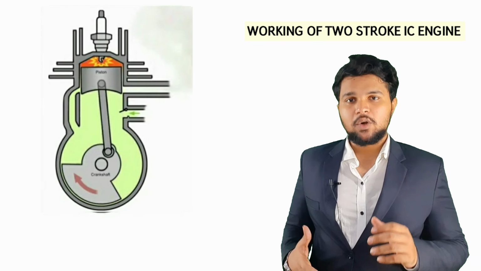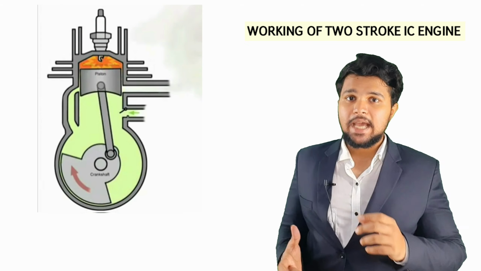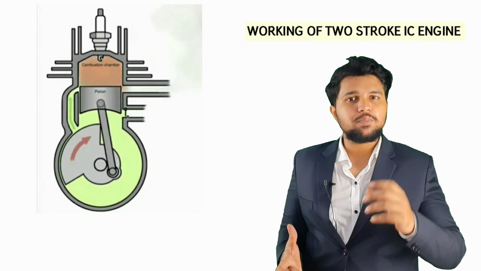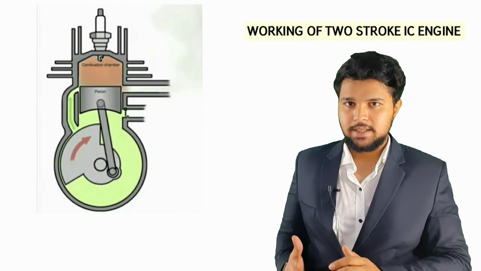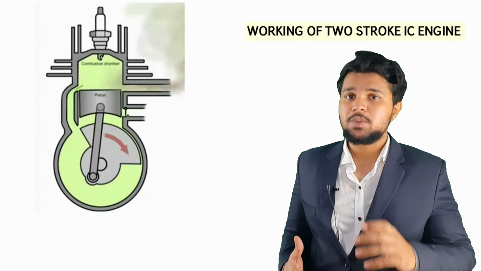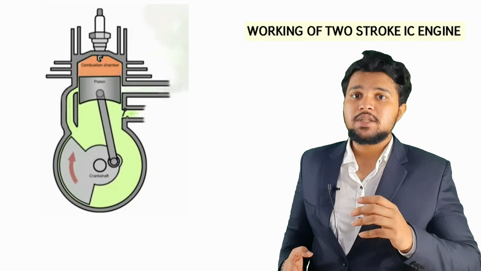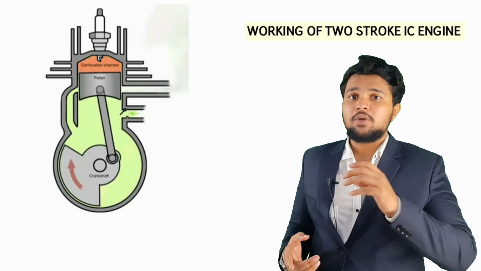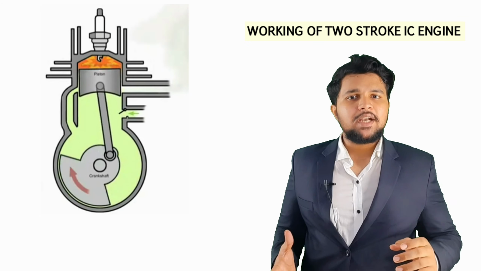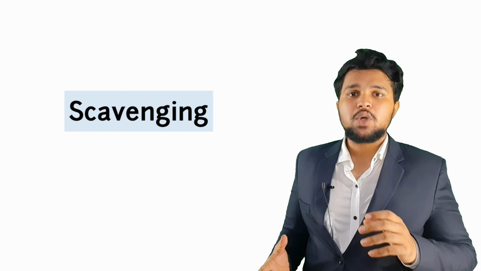The second stroke is the downward stroke. During this stroke, the spark plug produces a spark which ignites the air-fuel mixture, and this pushes the piston down from top dead center to bottom dead center. During this stroke, the air-fuel mixture which is stored in the crankcase is transferred to the cylinder through the transfer port, and this air-fuel mixture pushes the gases out through the exhaust port. The disadvantage of a two-stroke engine is that it causes scavenging. The raw fuel mixture also gets out of the cylinder during the exhaust stroke.